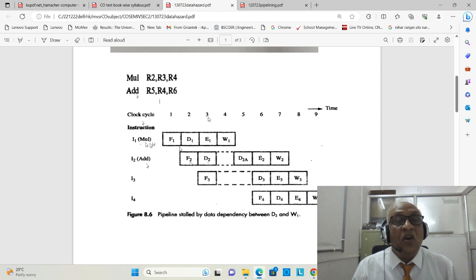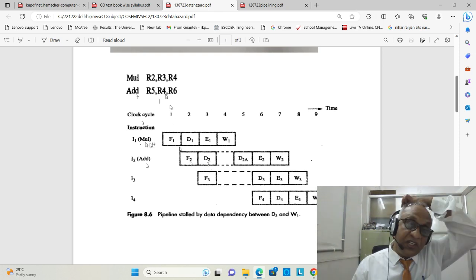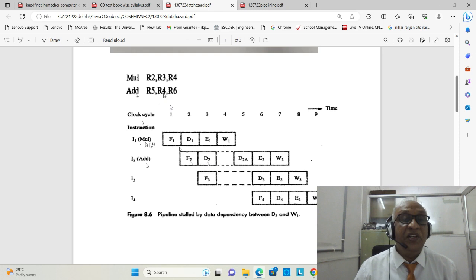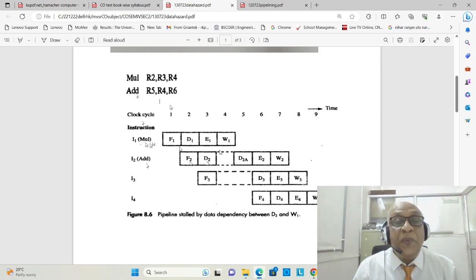Now at clock cycle 3, what happens? D2, that is decode, happens. At decode, what is understood? We need R4 for executing this. But there is a dependency of R4 calculation on the first instruction. So this dependency is depicted by this dotted line. So this dependency will cause the delay.